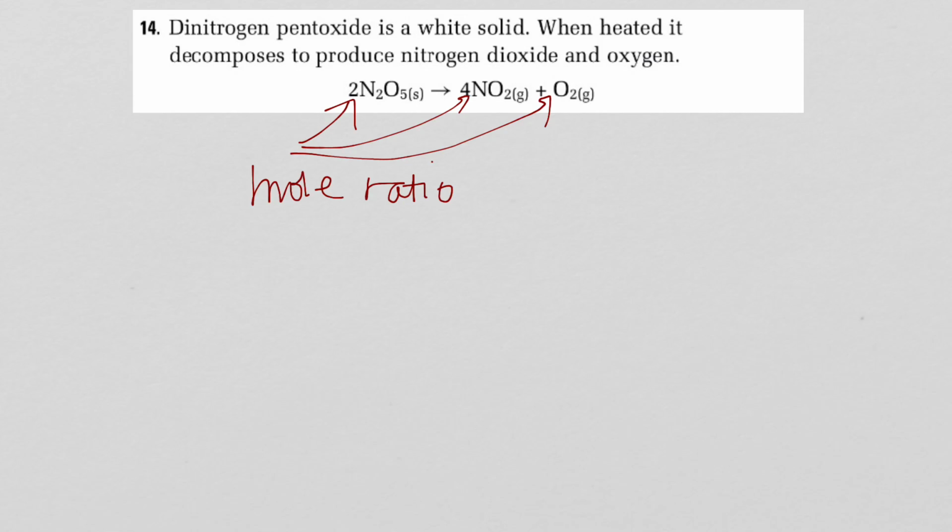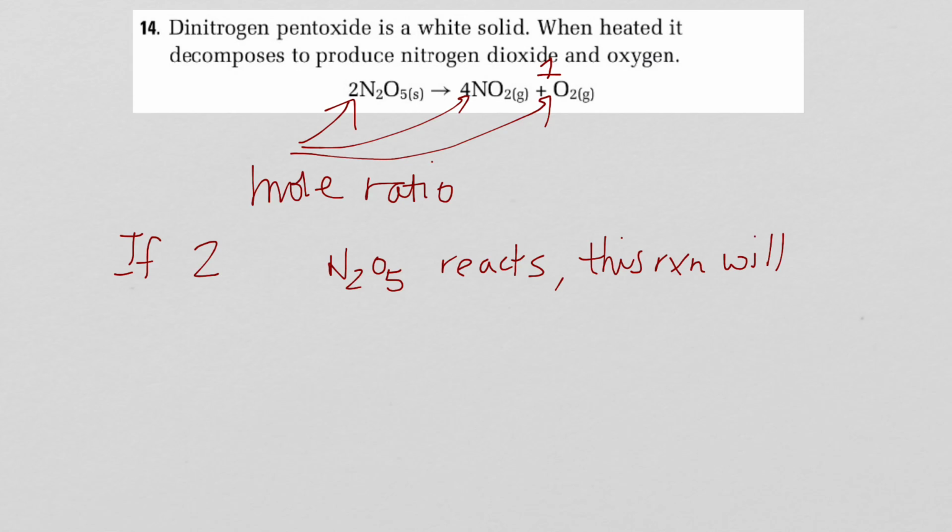And a reminder that when you have O2 like this, when there's no number out in the front, it doesn't mean that there's 0 oxygen molecule. It means that there's 1 oxygen molecule right there. What does this mole ratio tell us? In the sentence, it means that if 2 N2O5 molecules react, this reaction will produce 4 molecules of NO2 and, at the same time, 1 molecule of O2.